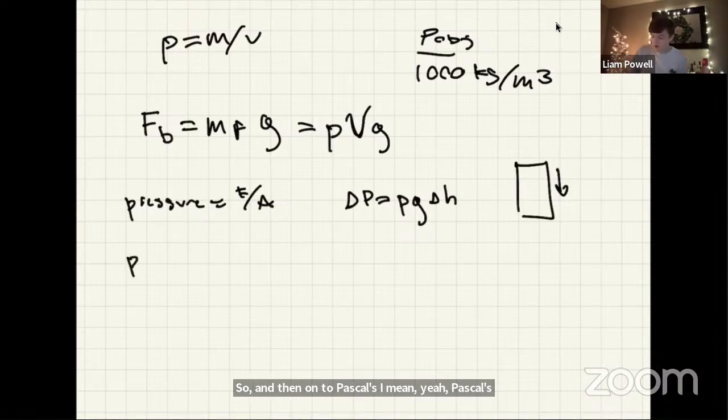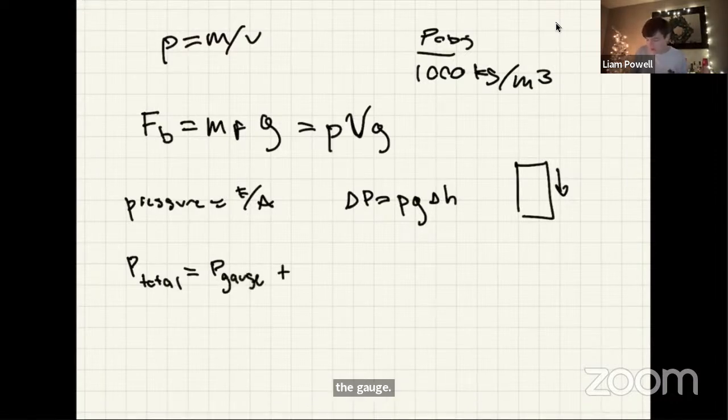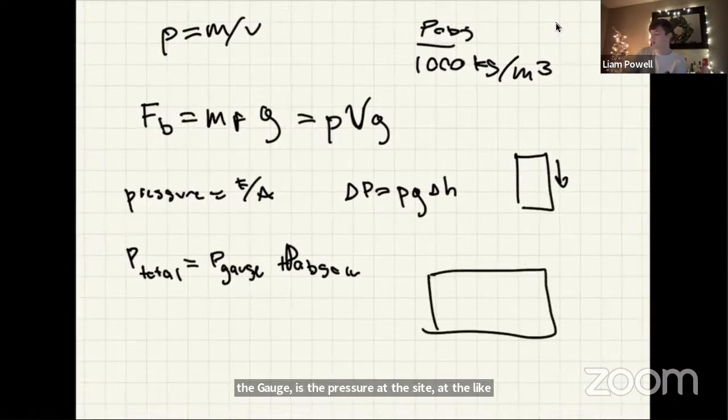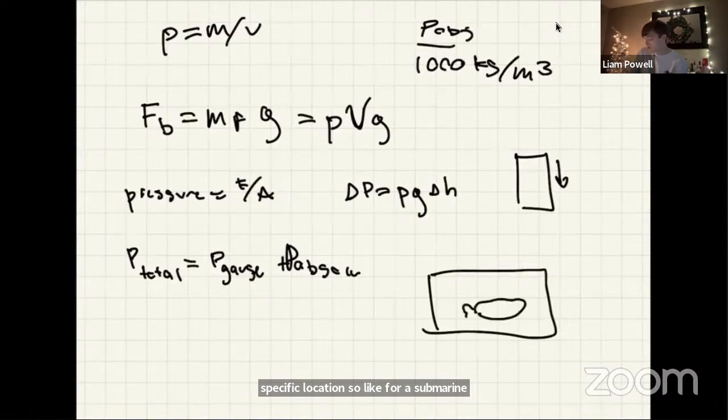For gauge pressure, the total pressure is equal to the pressure of the atmosphere plus the pressure of the gauge. The absolute pressure is like the earth pushing down on what you're testing, and the gauge is the pressure at the specific location. Like for a submarine, this little submarine with these little fins in back.